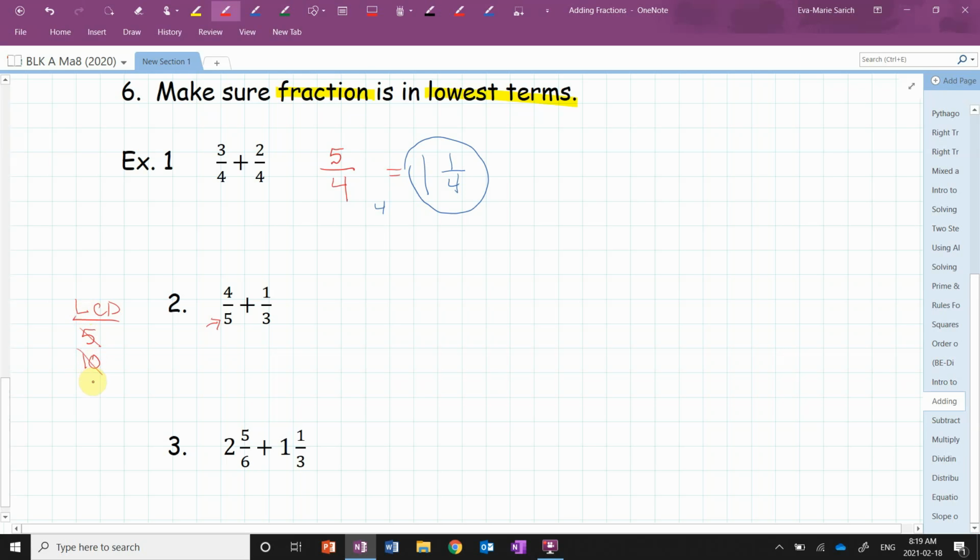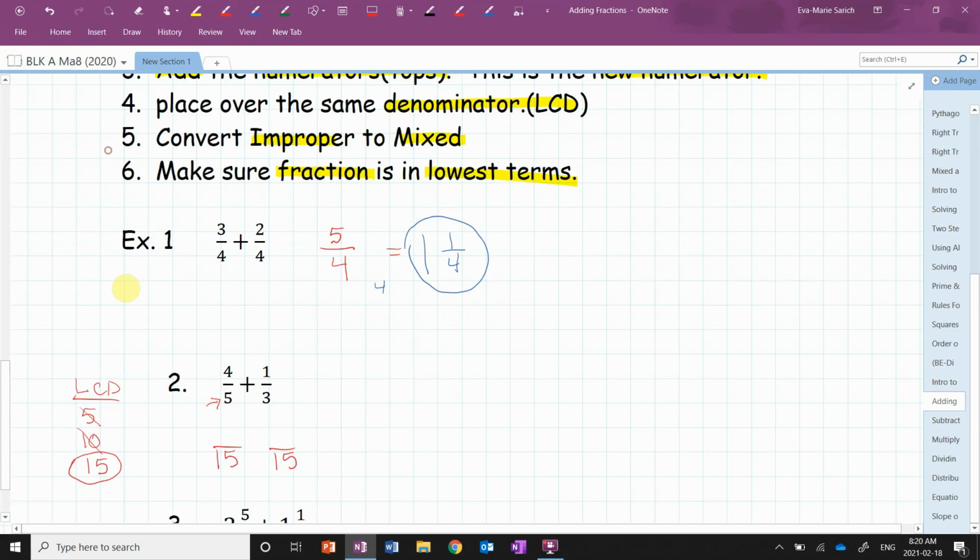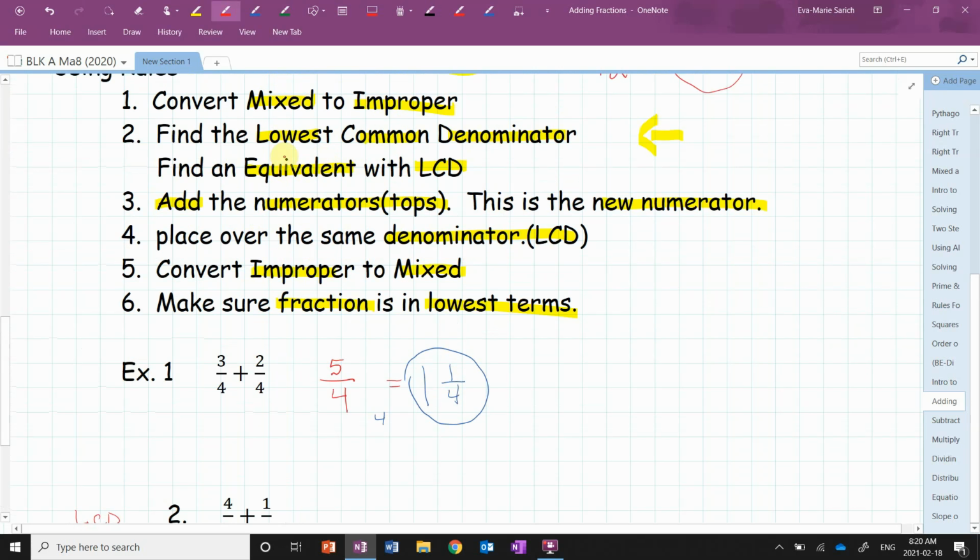Keep going. The next number 5 would go into is 15. Can 3 go into 15? Yes, it can. So that becomes our common denominator. So that means we're going to have 15s on the bottom. That's our common denominator. So now we have to find this second part of step 2.